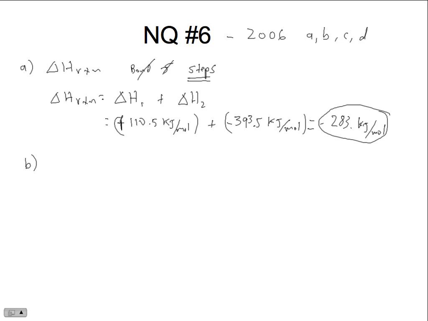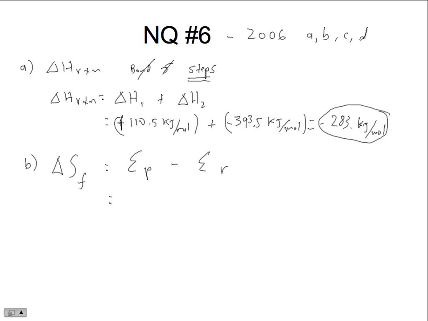B says, determine the value of the standard entropy change, delta S. Well, we're looking for delta S, and we don't have delta G yet. So we can't plug it into the Gibbs free energy equation because we don't have that. If you notice, they gave you some values for delta S. So in this case, let's assume we see a little f down there, and we're going to do products minus reactants.